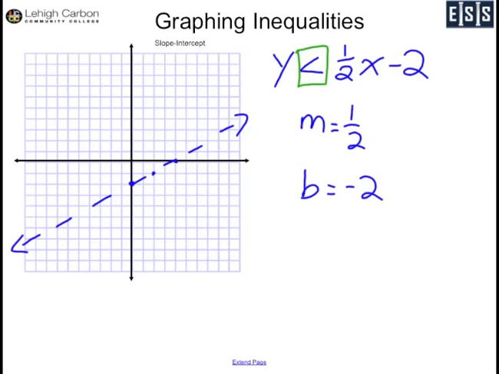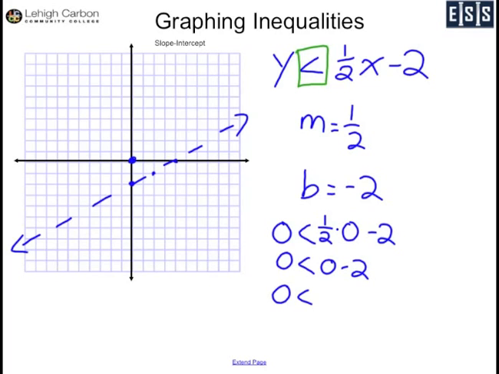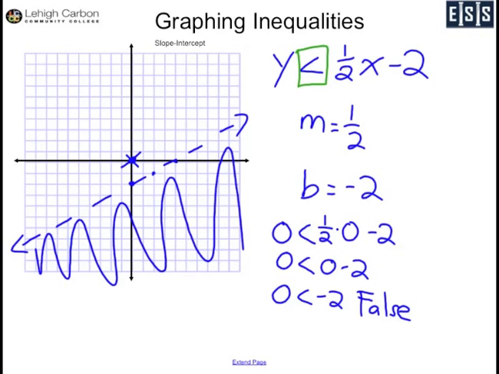Pick a point to test. This time I can test my point 0, 0. 0 is less than 1/2 times 0 minus 2. 0 is less than 0 minus 2. 0 is less than -2. This is false. 0 is not less than -2. This point doesn't work. I shade the other side of the line.